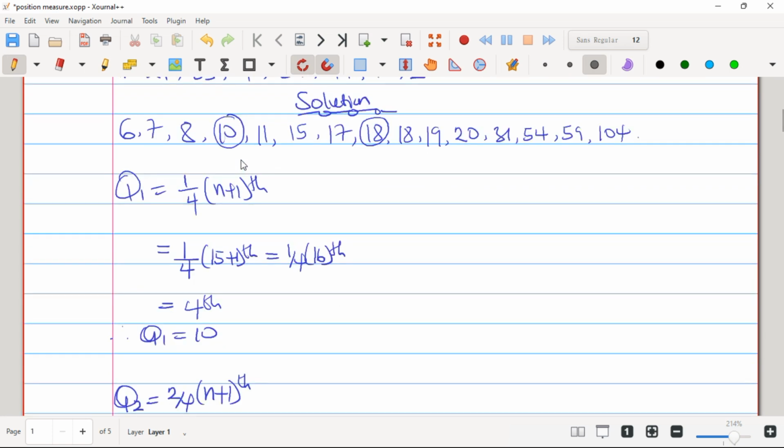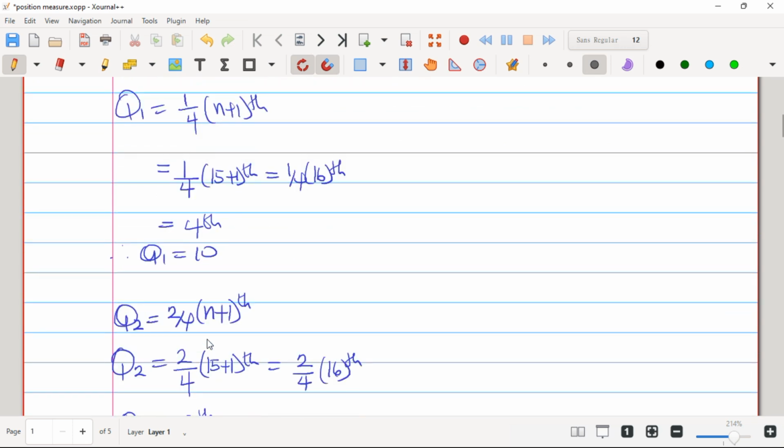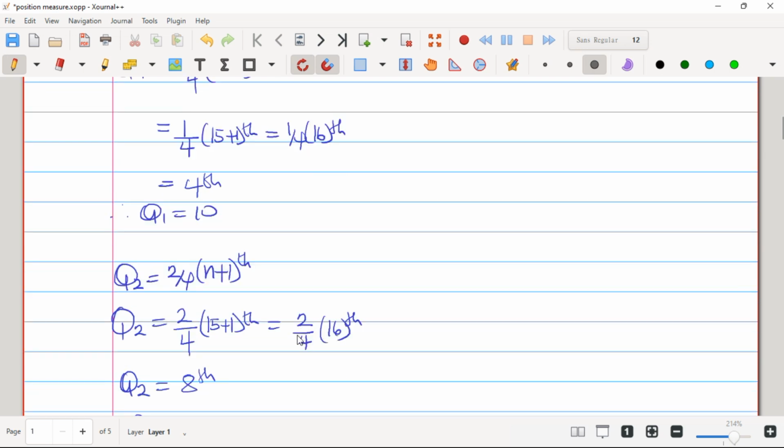The fourth position. So here our first quartile will be what? 10. As simple as that, right? So for the second quartile, we are going to have 2 divided by 4 times n plus 1 position. We already know our n to be what? 15. So here it will be 2 divided by 4 times 15 plus 1, which is 2 over 4 times 16. And then once you do it, we are going to get the 8th position.